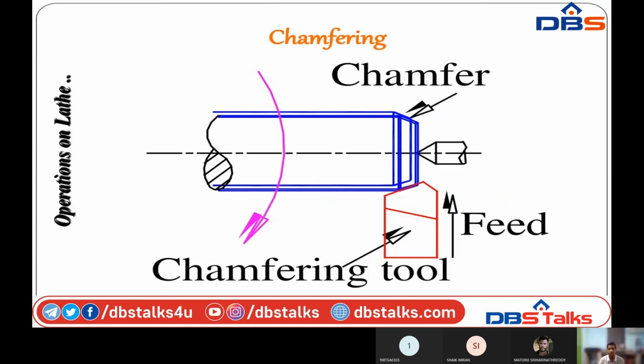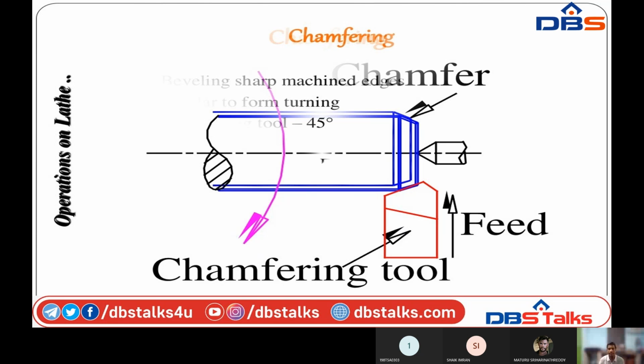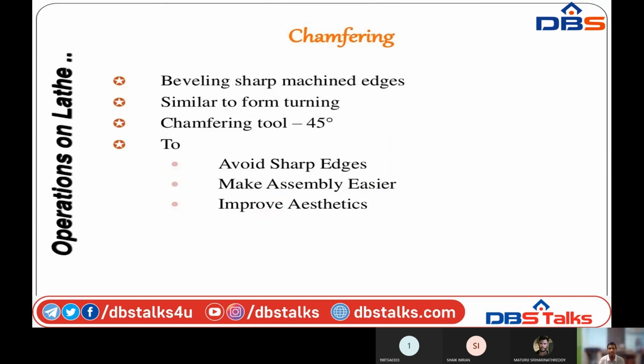Chamfering. Chamfering is nothing but bringing the workpiece to certain dimensions, reducing the areas at corners by using chamfering tools. In chamfering, we place the tool at 45 degrees inclination to the workpiece. Why do we perform the chamfering operation on the workpiece? To avoid sharp edges on workpieces, improve aesthetics, and make assembly easy. Because of sharp edges, assembly is very difficult. By removing sharp edges and corners, assembling is very easy in industries and automobiles, etc.